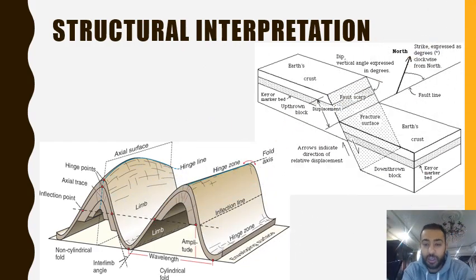This shows the structure interpretation. We need to know the elements of any structure, like fault plane, fault strike, fault direction, dip angle, something like that. And for the folds, we need to know the fold axis, the axial surface that contains all the axes. If the axis is horizontal, so we have unplunged anticline or syncline. If the axis makes an angle with the horizontal, it is a plunging fold, and something like that.